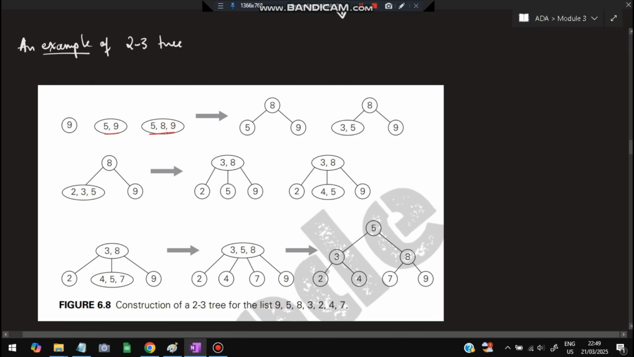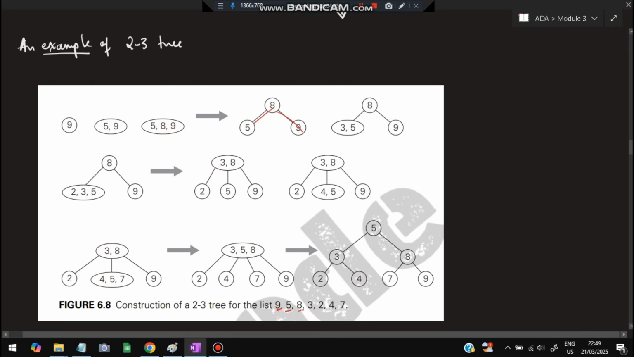3 things can happen. When 3 things happen, we have to divide into 2 parts. The 2 things will be divided, this one will become the left part, and this will become the right part, and this will become the main root. It became 8, 5, 9. Now next, what is the element?